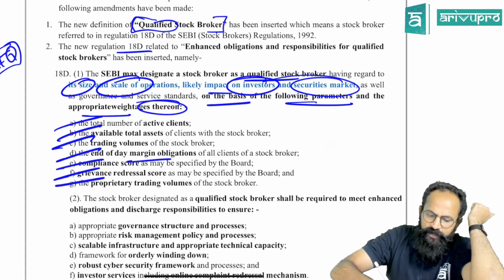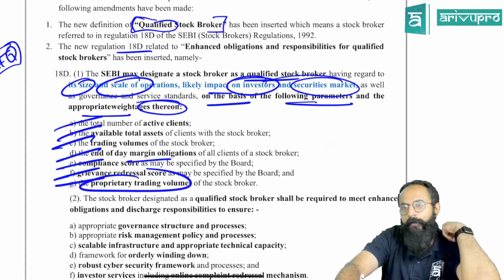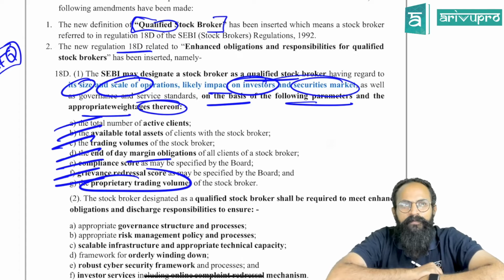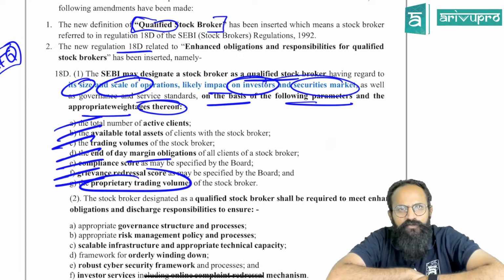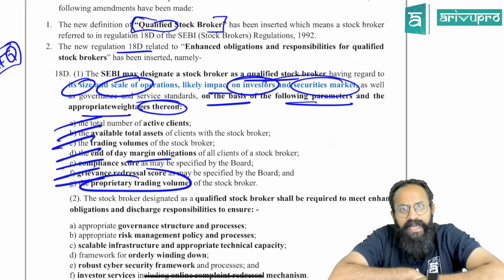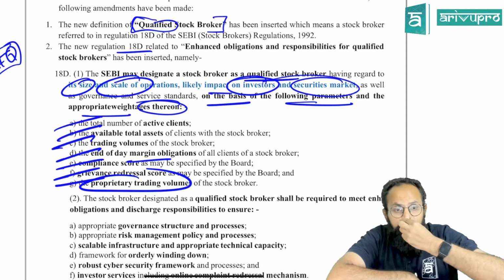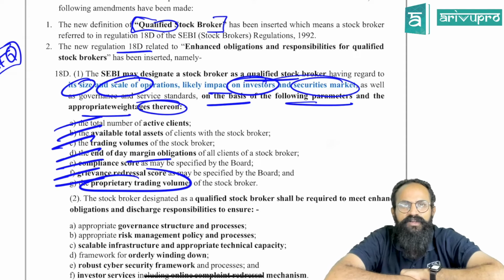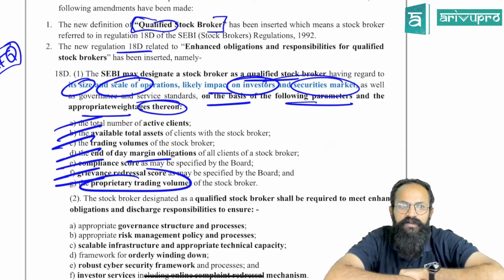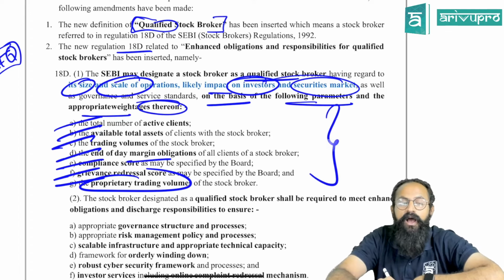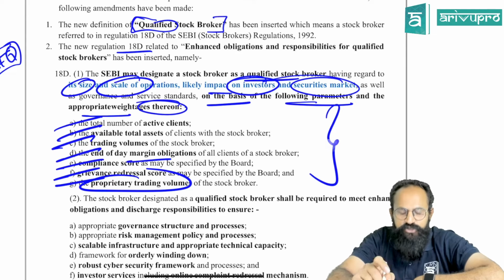The last one, proprietary trading volume. What is proprietary trading volume? Meaning, sir, imagine I have an account with a broker. The broker will trade on behalf of you. Correct? Yes. The second question is, don't you think the broker also has his own money? Can he trade his own money as well? If he is investing his own money, that is called proprietary trading, meaning his own money is getting invested. All this will be considered to categorize a person as a qualified stockbroker.